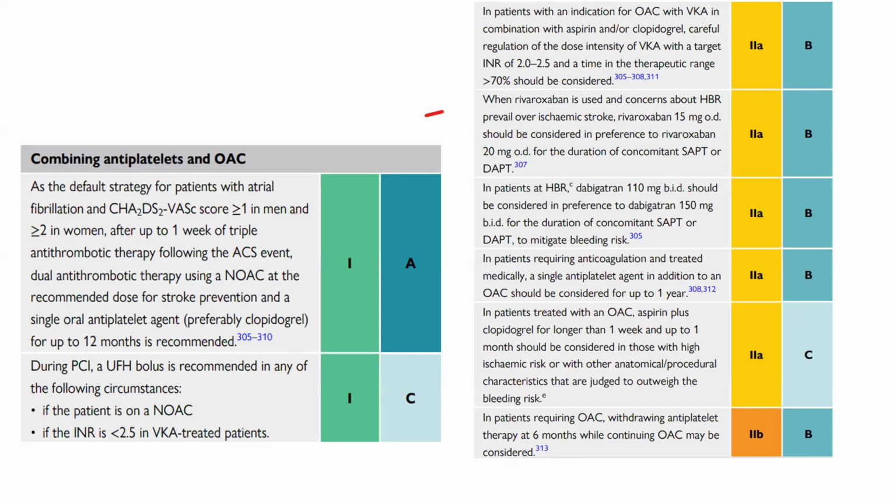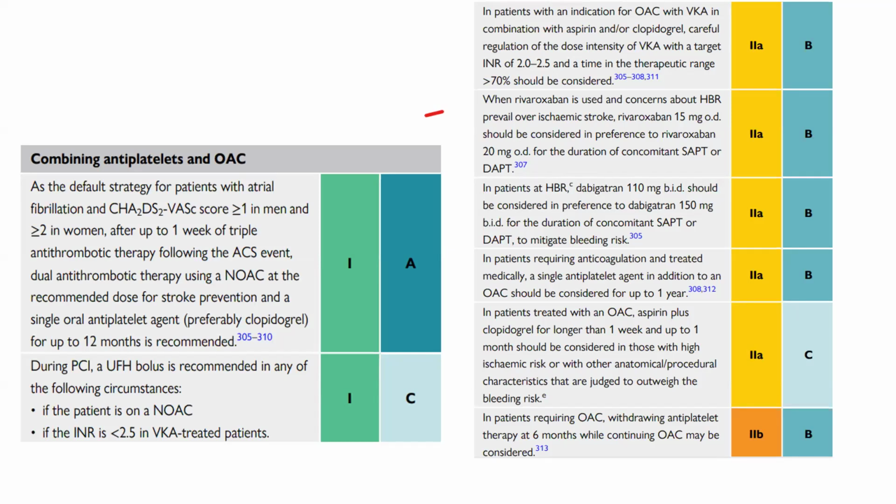Up to 1 week of triple antithrombotic therapy following the ACS event, then dual antithrombotic therapy using a NOAC at the recommended dose for stroke prevention, and a single oral anticoagulant agent for up to 12 months is recommended. So basically, it's more informed by the risk of bleeding. If the risk of bleeding is significant, triple therapy for 1 week.